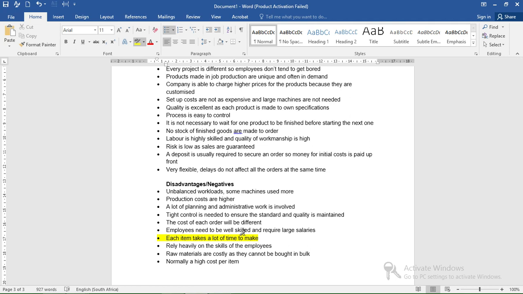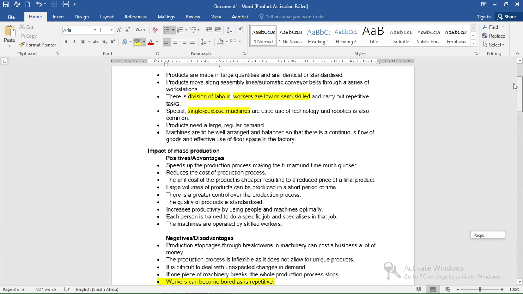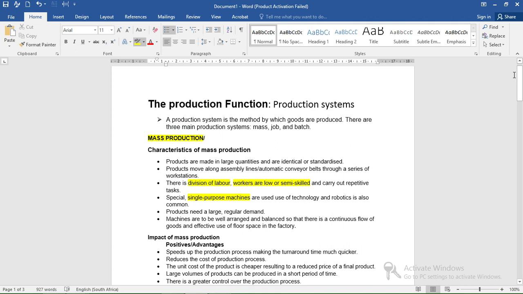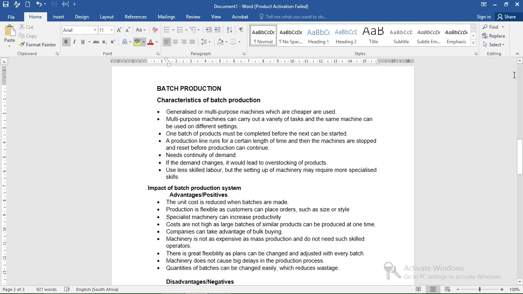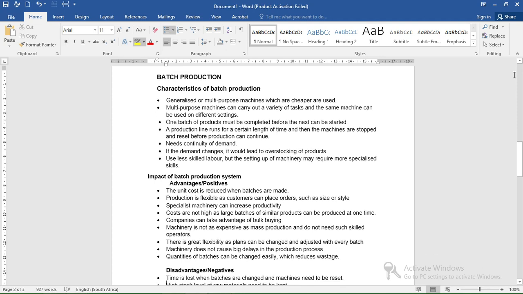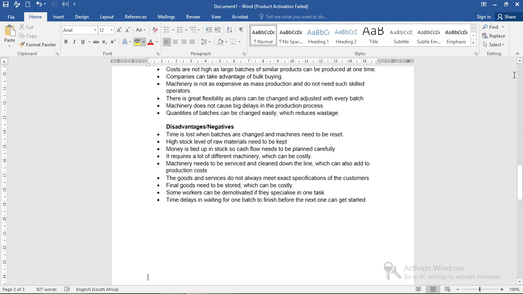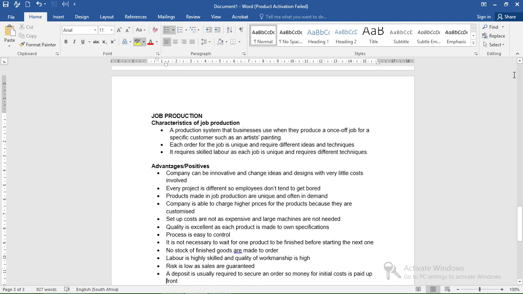These are our 3 production systems. I'm sure now you understand what production systems are, ways that are used by business to produce goods. Business can use mass production where they produce goods in large quantities, identical and standardized, and business can use batch production where they produce things in batches, in groups, for different flavors or different categories. Or they can use job production whereby you have a unique project each time, a once-off job. Those are the 3 main production systems that you need to know, right?